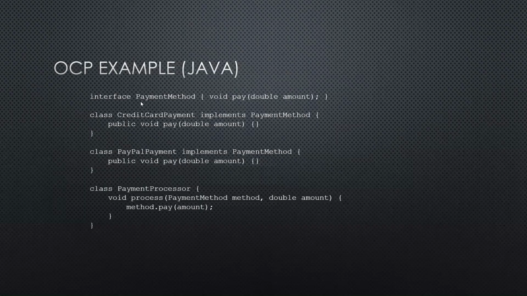As you can see here, there is an interface called payment method, and both credit card payment and PayPal payment extend this payment method. And the way that we're extending and not modifying is we're not changing existing code, but we're creating classes that implement this method. So they implement this abstract method called pay and add their own implementations. So this is what it means to be open to extension but closed to modification. Instead of making changes, we extend off existing code.